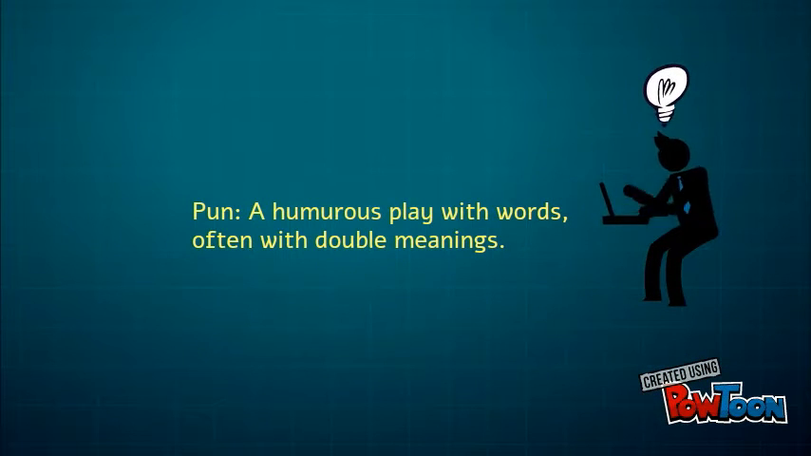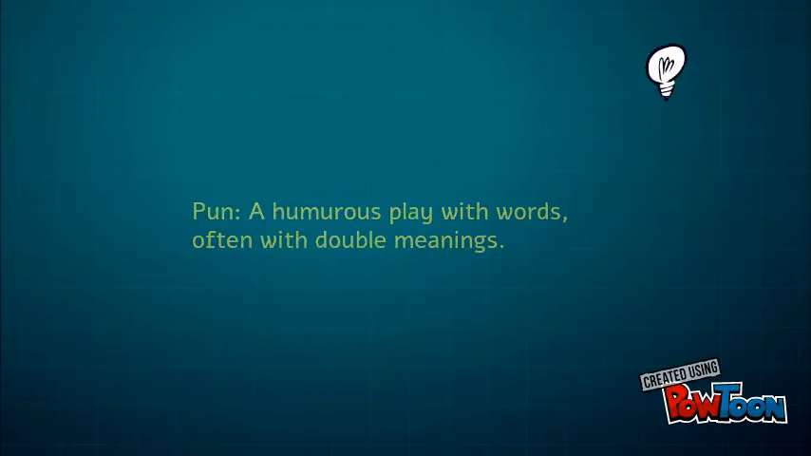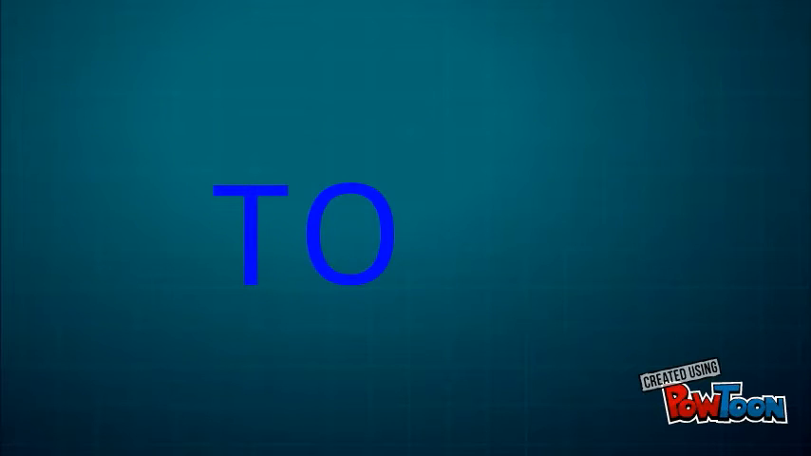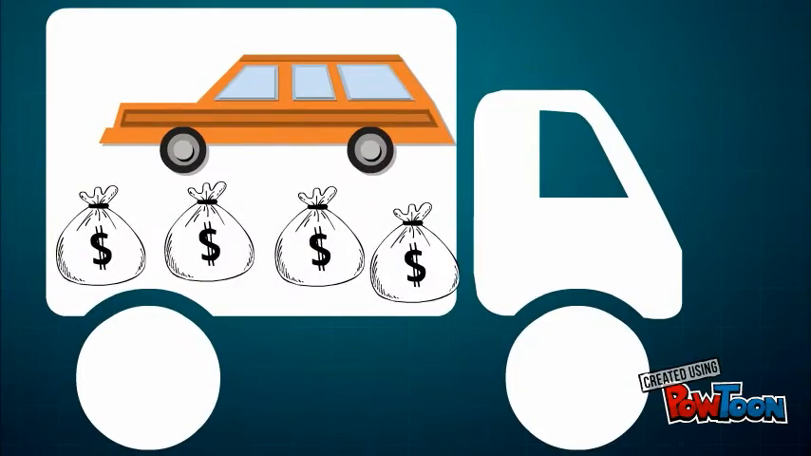The next literary device is a pun, a humorous play on words, often with double meanings. One example for a pun is, frog parking only. All others will be toad. And toad is spelled T-O-A-D. This is funny because instead of the word towed, it's a double meaning for the actual animal, toad.